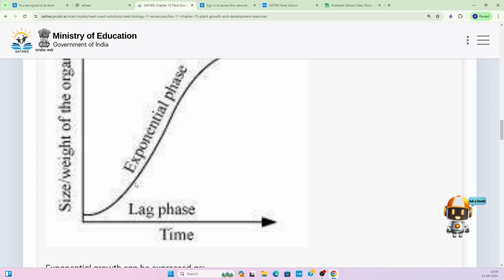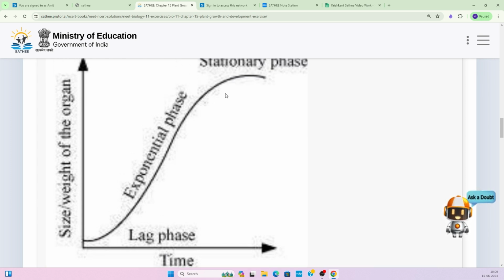This is the lag phase. This is the exponential phase, and this is the stationary phase. So initially in the unit time, the size and weight of the organ does not increase very fast. Okay, it takes time to show the growth. So that is called the lag phase.